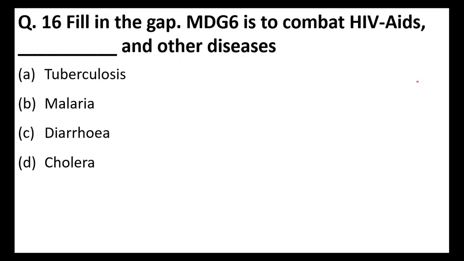Fill in the blank. MDG 6 is to combat HIV, AIDS, dash, and other diseases. So we have seen this again. What was the other disease name that was there in Millennium Development Goal 6? The correct answer here is option B, malaria.